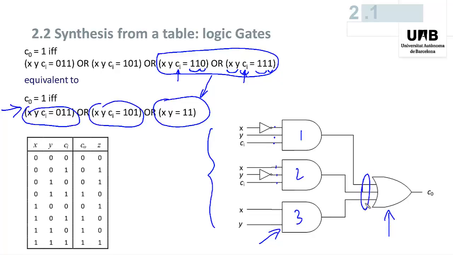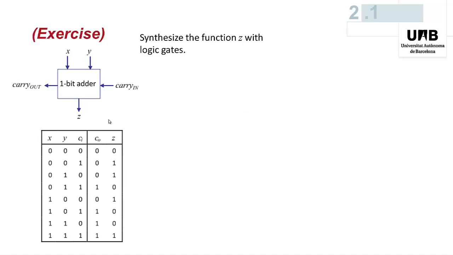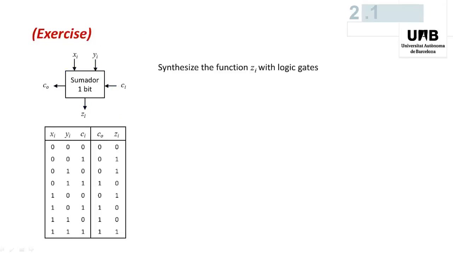and the output OR gate has only 3 inputs. A conclusion is that in order to detect this type of optimization, we need some tool, a tool that helps us to minimize the number of gates, and this tool is Boolean algebra. And Boolean algebra will be the topic of another lesson. We now propose as an exercise the synthesis with logic gates of function z of the 1-bit adder.